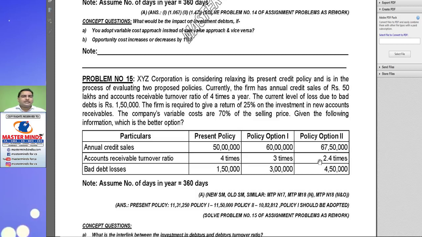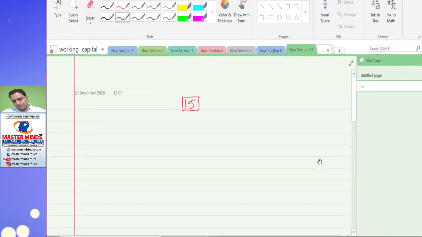See, here tax is not given. In that case, PBT is equal to PAT. So you can take 25% before tax or after tax because there is no difference. Both are equal. Then, evaluation of credit policies.